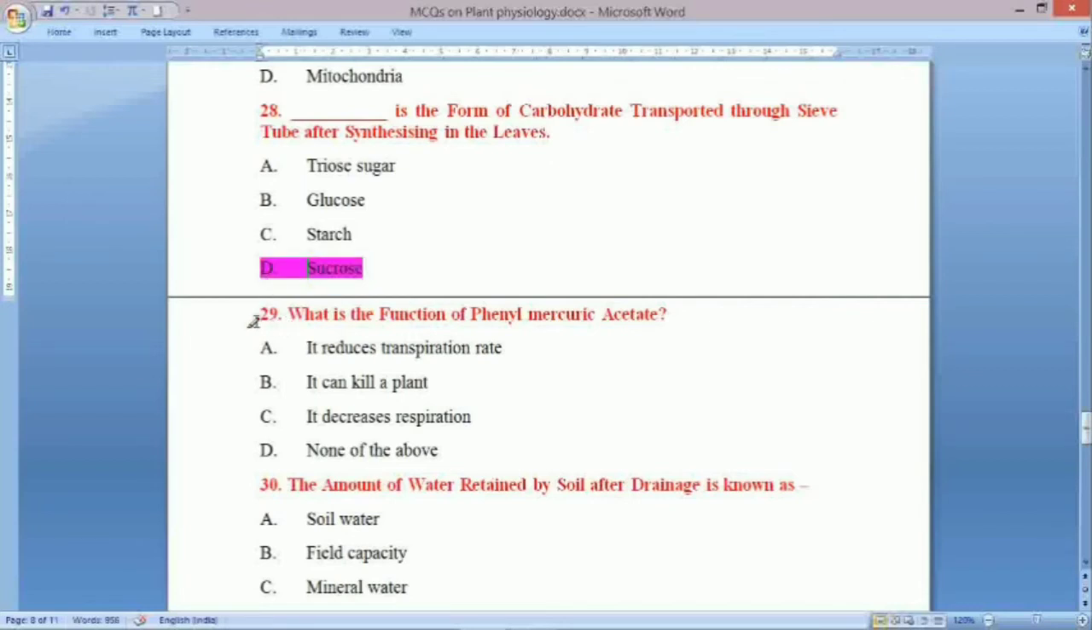Next question, question number 29. What is the function of phenyl mercuric acetate? Option A, it reduces transpiration rate, B, it can kill a plant, C, it decreases respiration, and D, none of the above. And here the right answer is option A, it reduces transpiration rate.